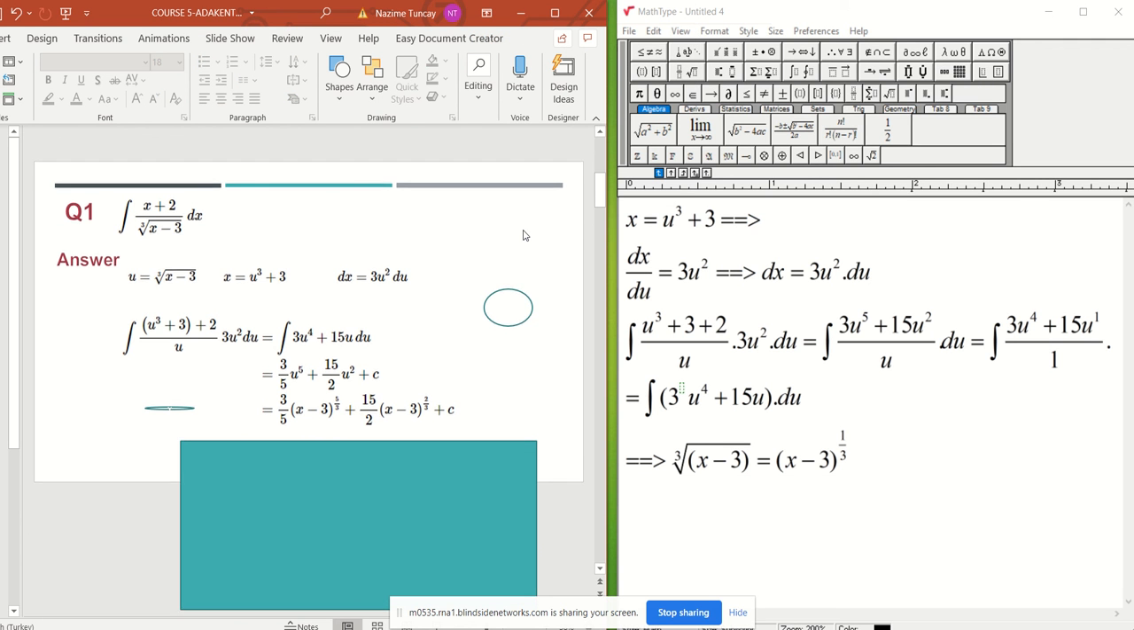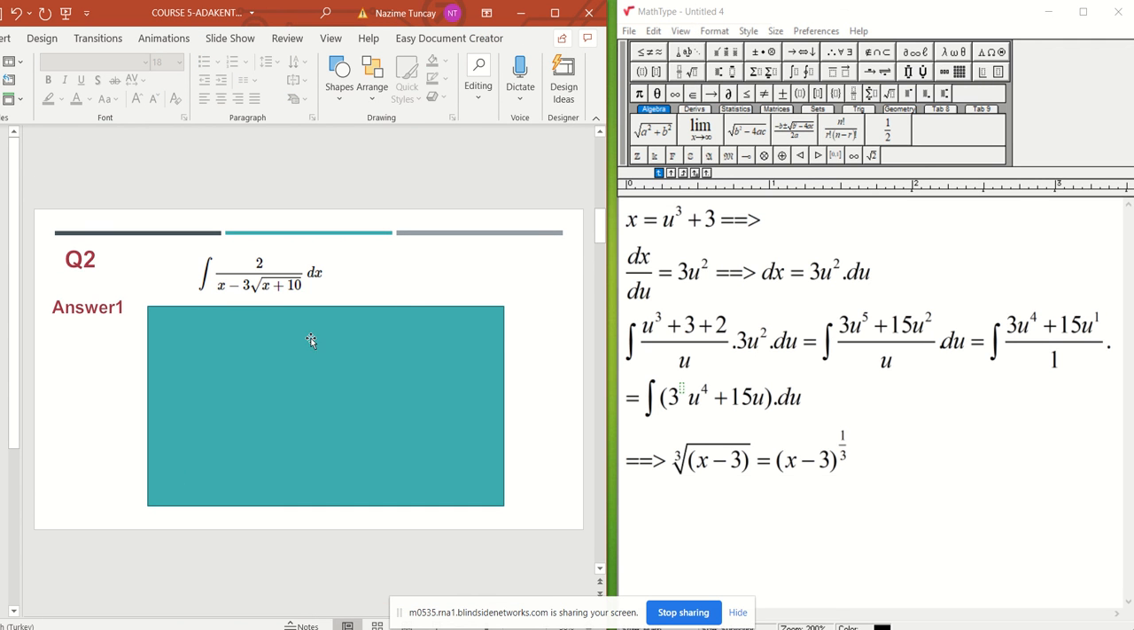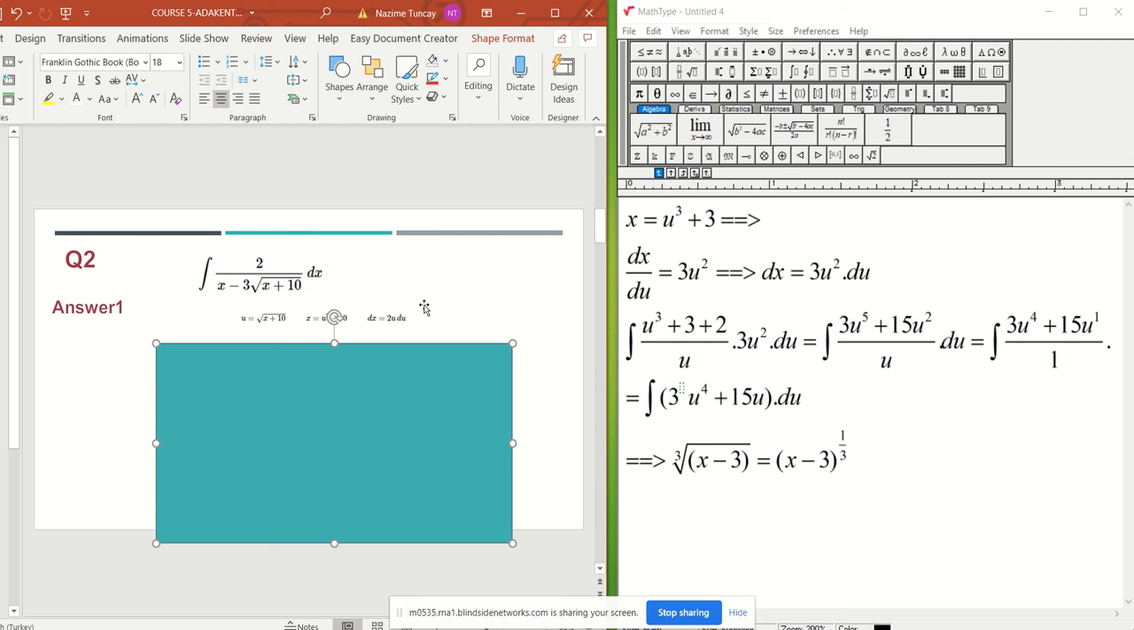So we are having the second question here. This was the first question, and this is the second question that we are going to solve. You can see there is a root here, so we are going to use substitution with a u variable. It's not important whether we have u, a, b, c, whatever it is. We are just using a u variable.